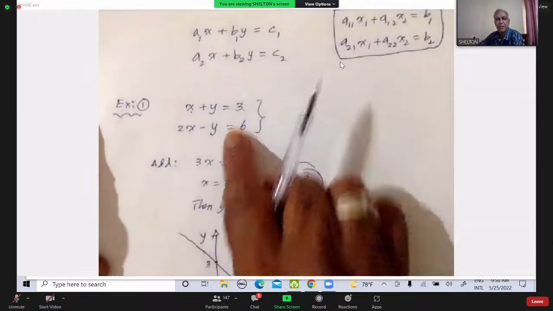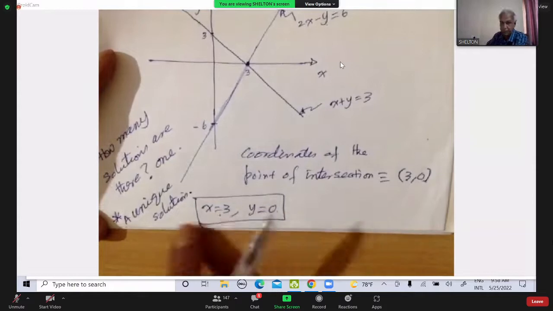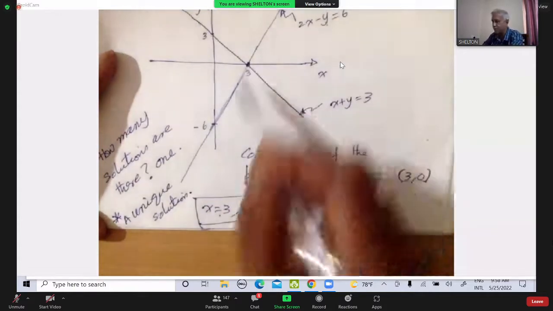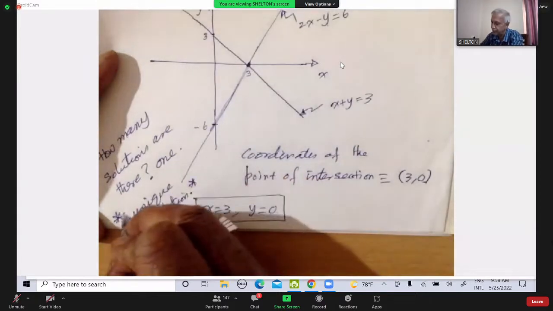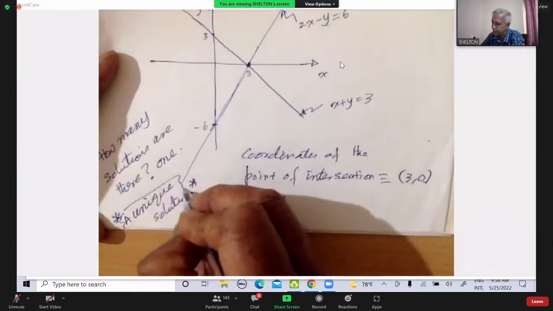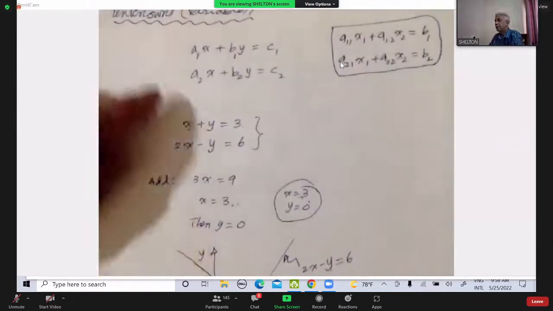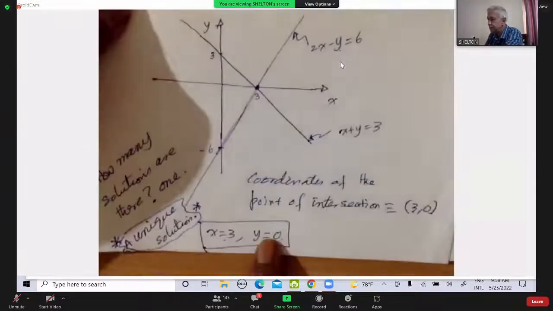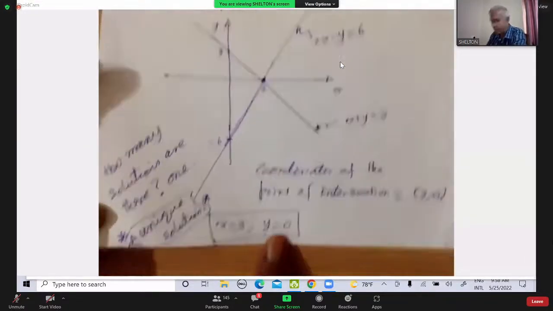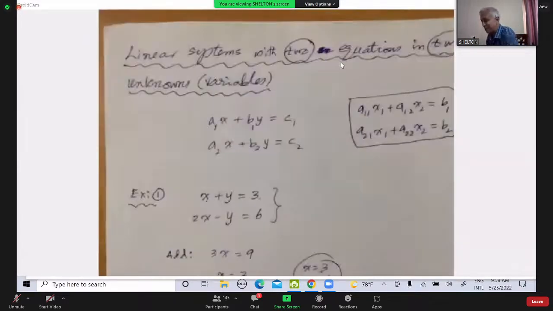So for this system of linear equations, there is one and only one solution. The solution consists of 2 pieces, but it is one point in common. A unique solution in this example. What are the possibilities? When you have 2 equations in 2 unknowns, do you always get infinitely many solutions? Sorry, you always get a unique solution. Okay, that is the first example.